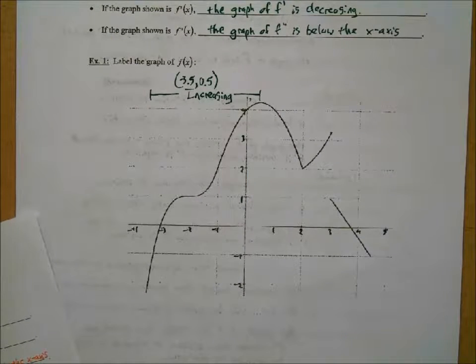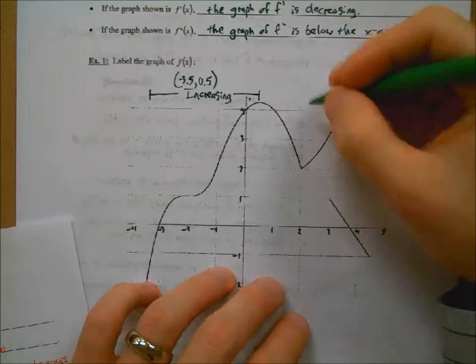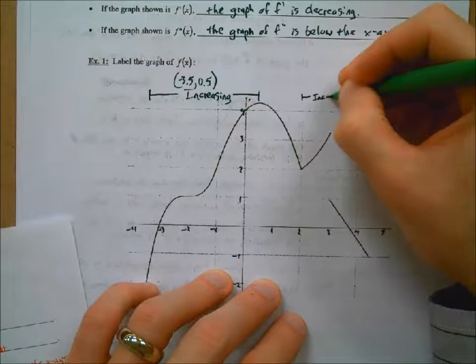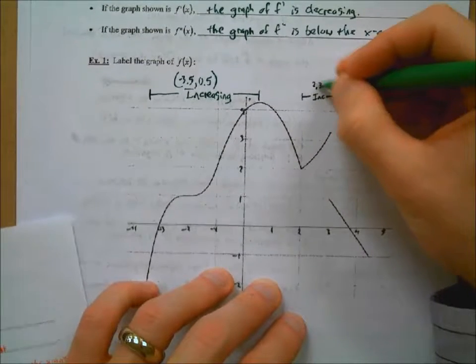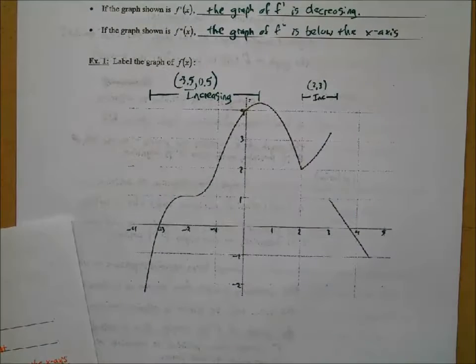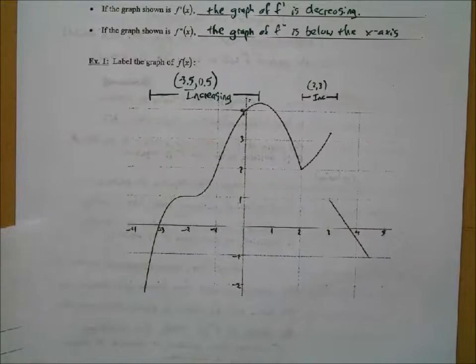Is there anywhere else where it's increasing? 2 to 3. Is there anywhere else where it's increasing? Nope. Okay, good. It's important to recognize that we need to stop at some point too. All right, how about decreasing? Are there any intervals where this function is decreasing?